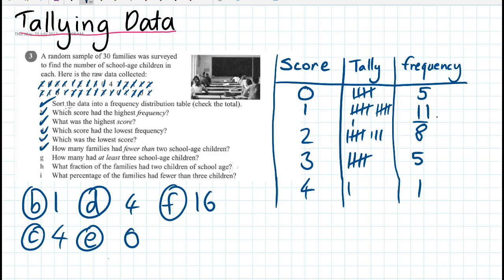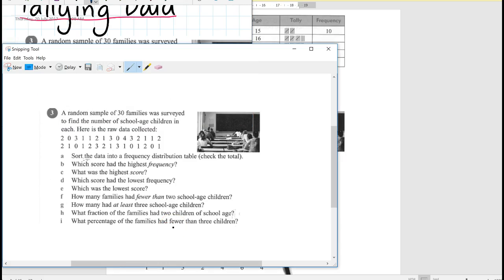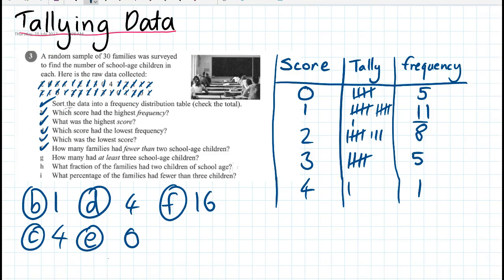How many families had at least 3 school-aged children? That includes 3. It includes the number 3. So that's 5 and 1, which is a total of 6. Okay, so that's G, which is 6.